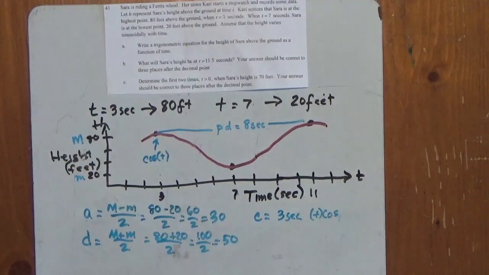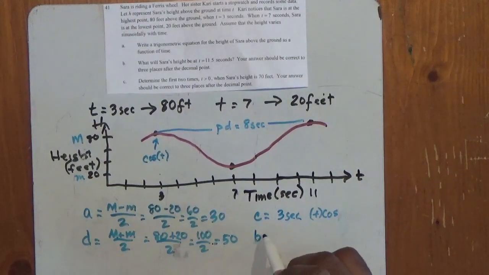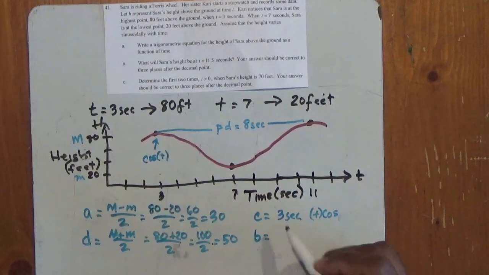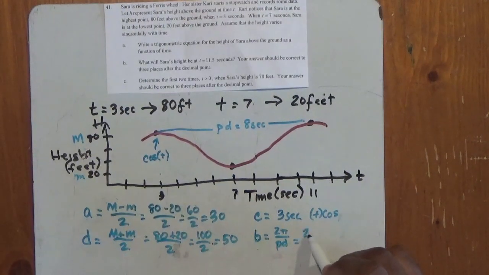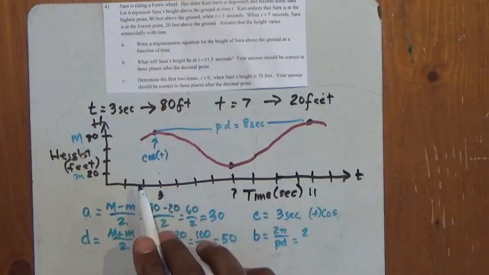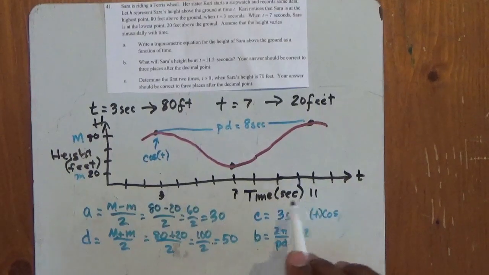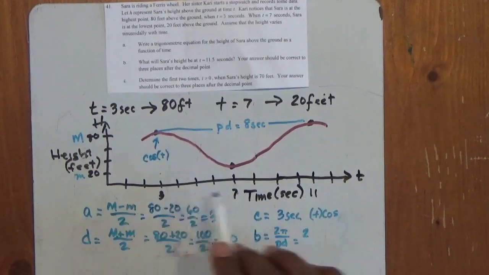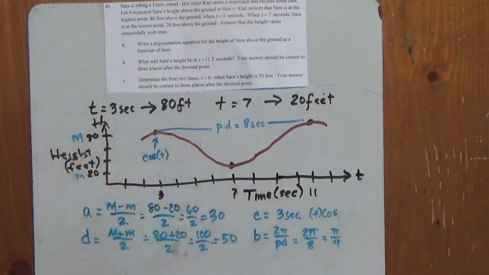All right, so our C value is 3 seconds, and that leaves us with B. In any case, B is equal to 2 pi over the period. In this case, our period is the distance from high to high, and that's from 3 to 11 seconds, which is 8 seconds. So we go 2 pi over 8, which is equal to pi over 4.